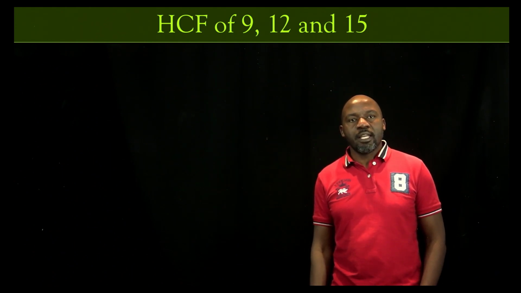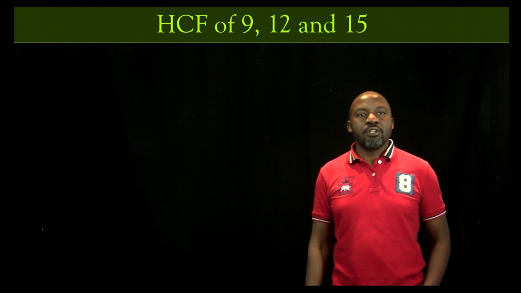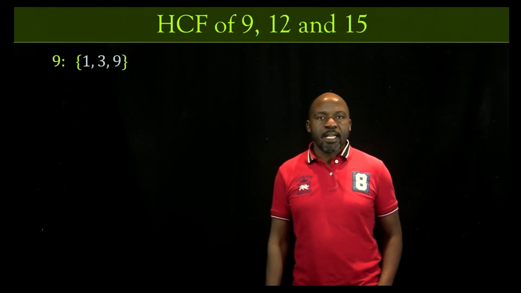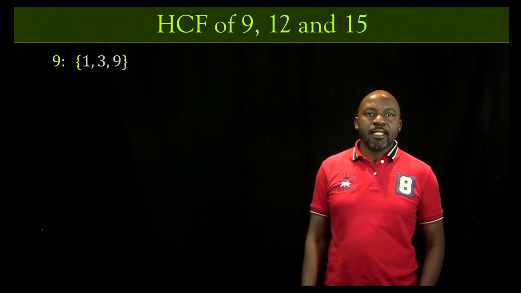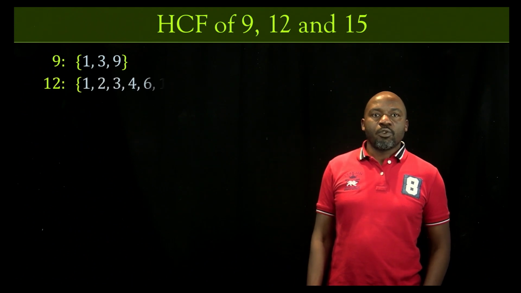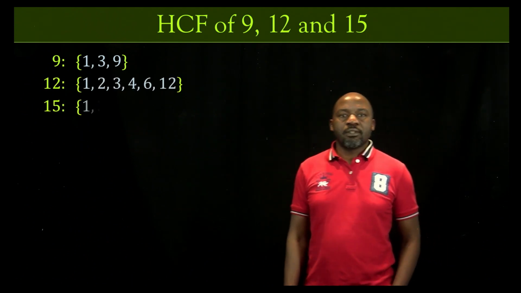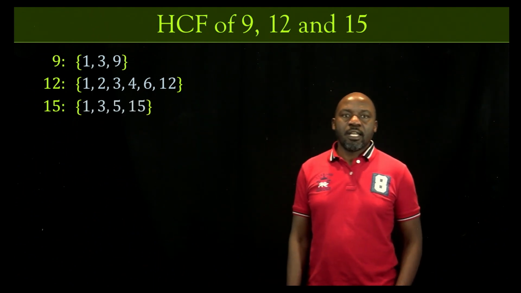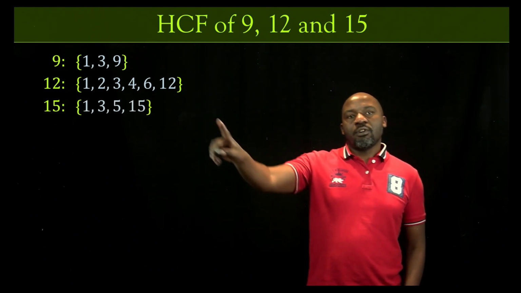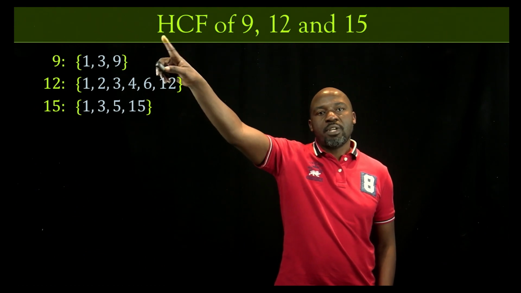Of course the first thing is to find the factors of each of them. So factors of 9 are 1, 3, and 9. Factors of 12 are 1, 2, 3, 4, 6, and 12. And the factors of 15 are also given there. We want first of all the common factors before we pick the highest.